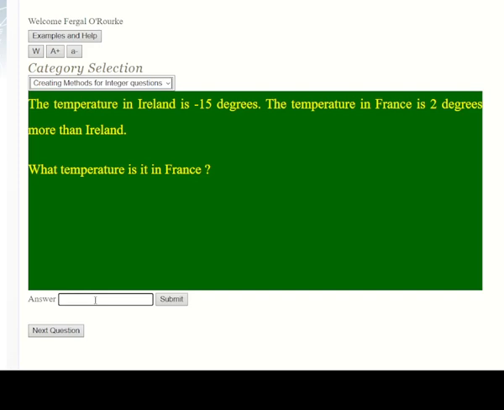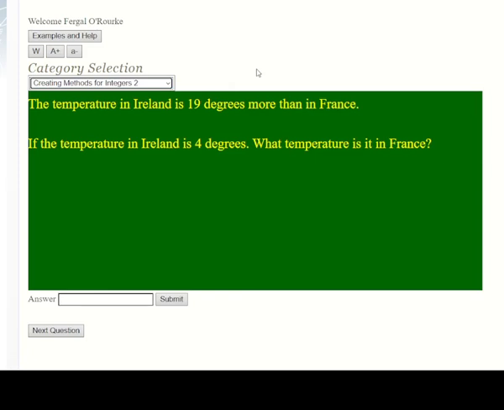France is more than Ireland, so I would add -15 plus 2, which is -13. And then I would have that section complete. Let's have a look at the next question.